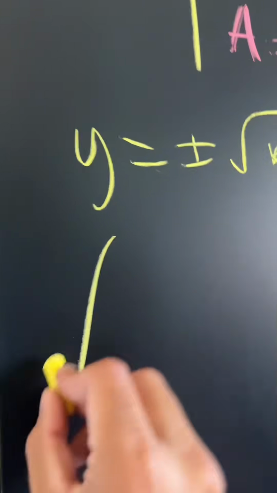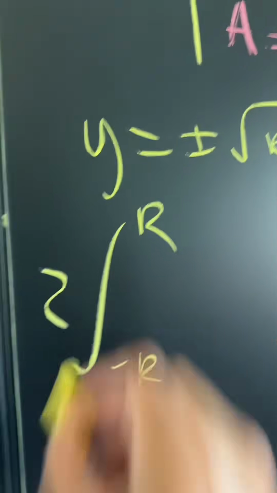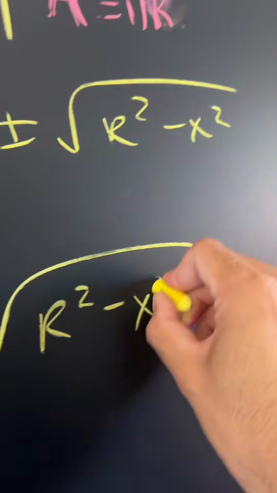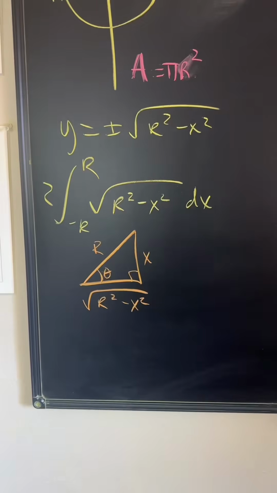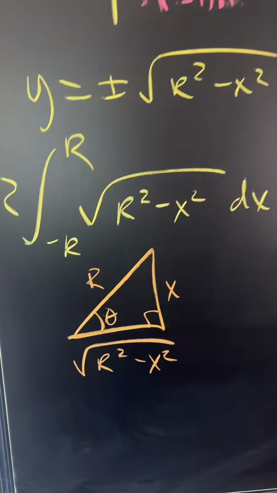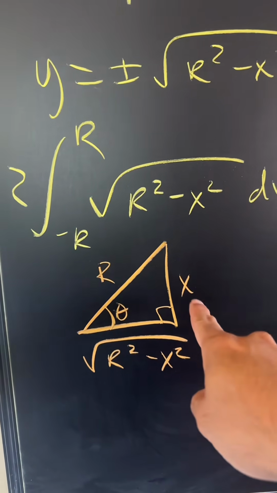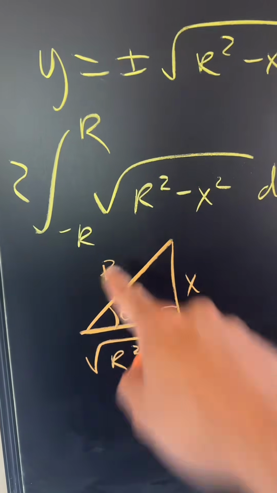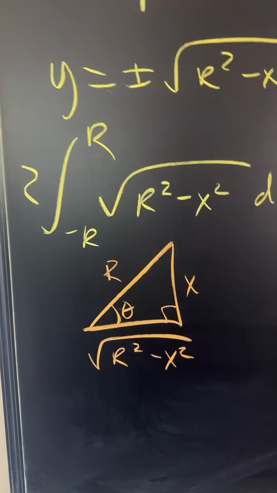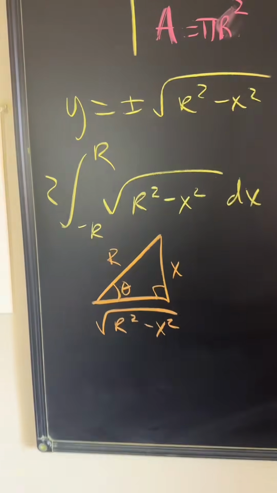That's going to equal the integral from negative r to r. We're going to multiply it by 2, and we have the integral of the square root of r squared minus x squared with respect to x. Already we know we're going to be using some trig substitution. Whenever we're using trig substitution and we have the constant minus the variable squared, we make the variable our opposite. We have the constant as our hypotenuse, and the adjacent side is the square root of r squared minus x squared. You can find this using the Pythagorean theorem.